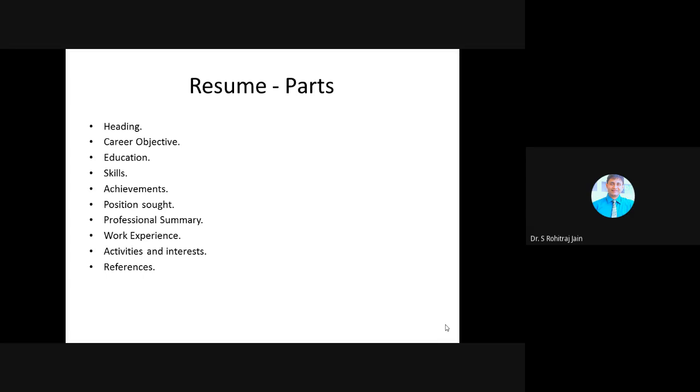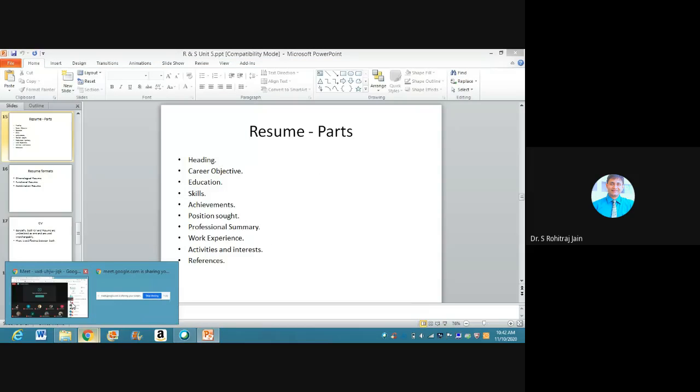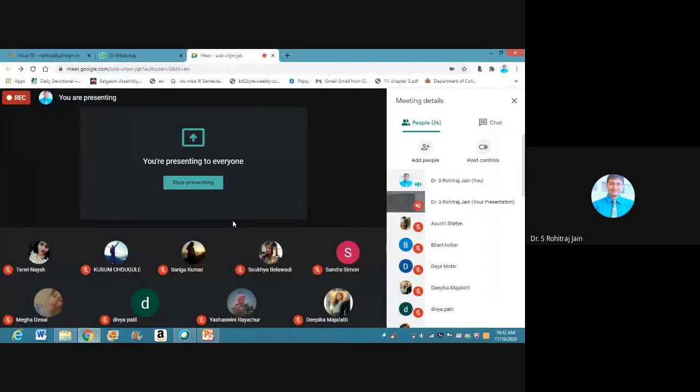Since all of you have already prepared a resume, you all know that as far as the resume parts are concerned, there will be a heading. Heading means what? The heading of the resume includes what? Can anyone tell me what you mean by heading here? All of you have already designed your resume, no? So it should be easy for you to speak now. Yes, heading means what here? Heading in a resume means what? Name of the candidate, address, and phone number, email ID.